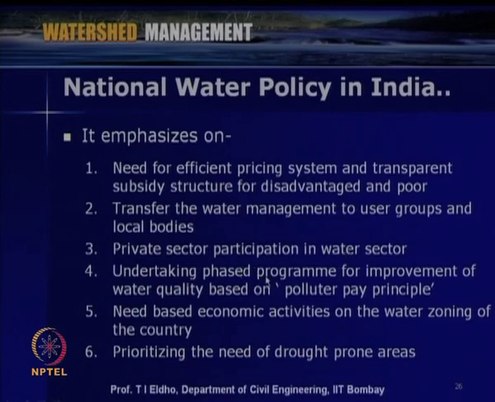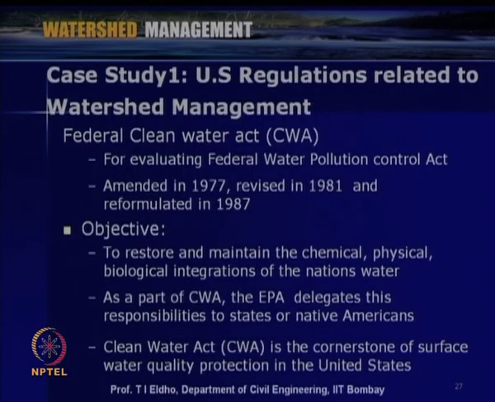Then, undertaking a phased program for improvement of water quality based on the polluter pay principle. You can see that in India, pollution is a major issue with respect to water, so the polluter pay principle has been formulated in this national water policy. Then need-based economic activities based on water zoning have been formulated. Then prioritizing the need for drought prone areas: as per the climatic conditions, the drought prone areas were categorized, and priority should be given to them. These are some of the salient features of the national water policy of the Government of India.